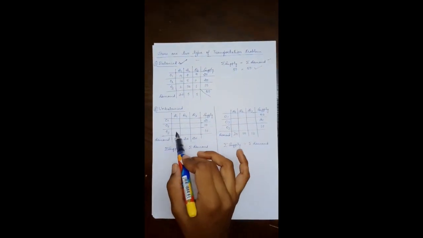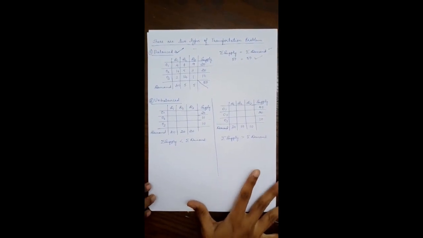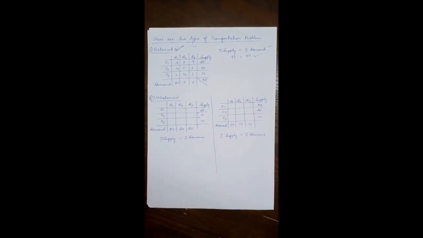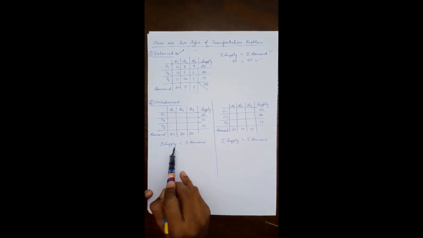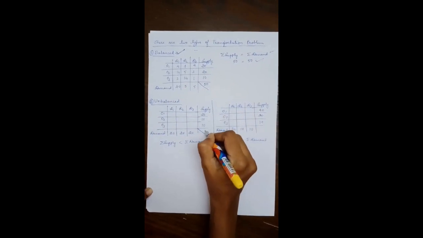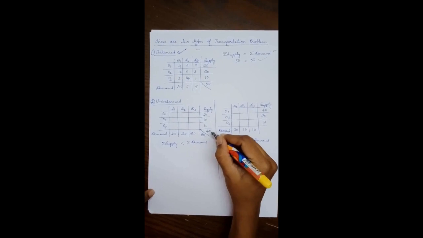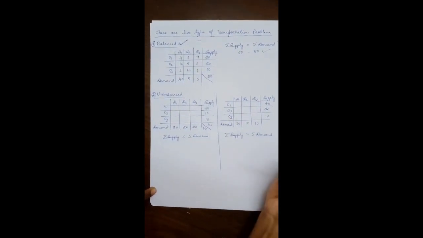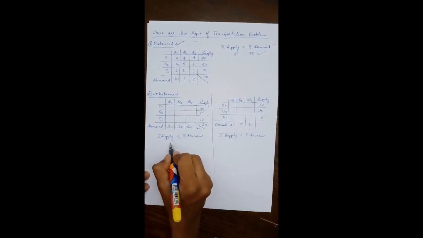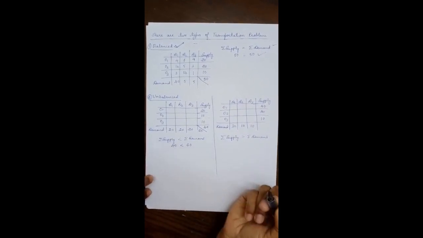Now we will see another kind of problem, that is unbalanced. When you call a transportation problem unbalanced, there are two ways of checking for an unbalanced transportation problem. The first one is when the sum of supply is less than sum of demand. So we will see the sum of supply is 40, sum of demand is 60. So we have an imbalance in sum of supply and demand. That is, sum of supply is 40, this is 60. So sum of supply is less than demand.